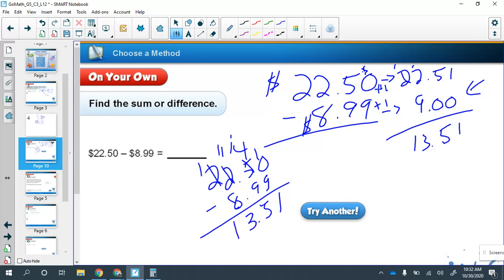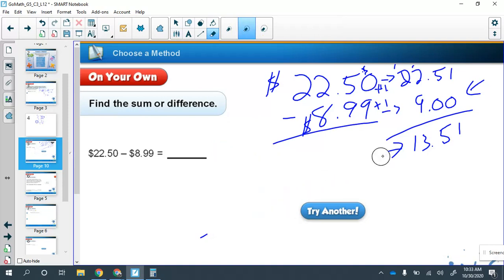1 minus nothing is 1. And you'll see that these two numbers are the same. Now, the only reason why this works is because when we were doing this problem over here, we made sure to add 1/100th to both of these numbers. Because we did that, we're not changing the difference, right?